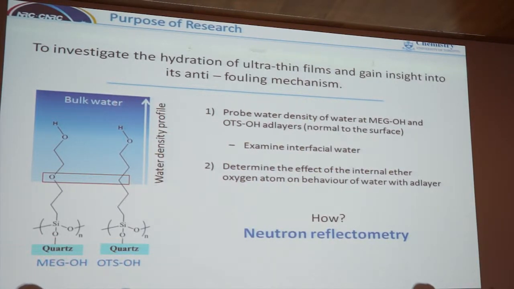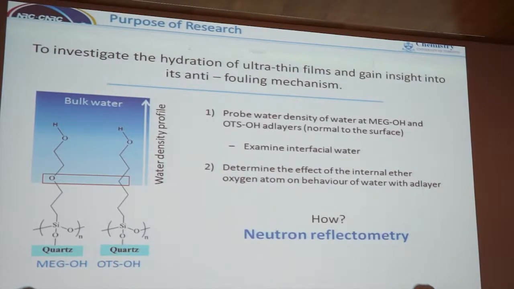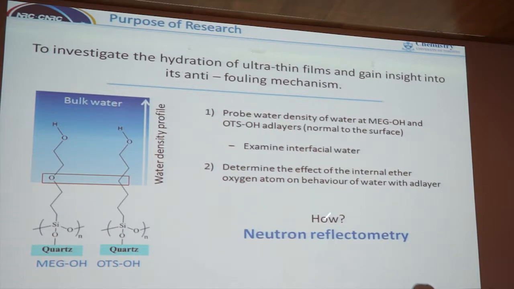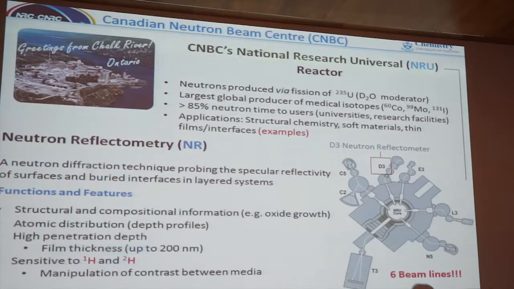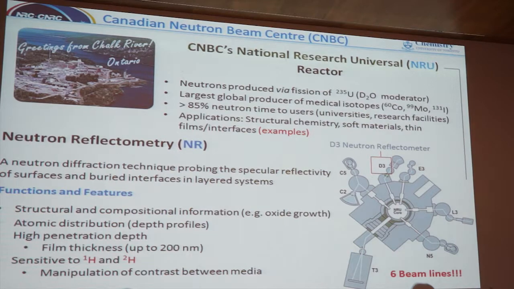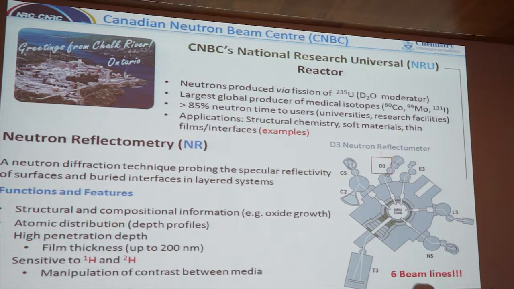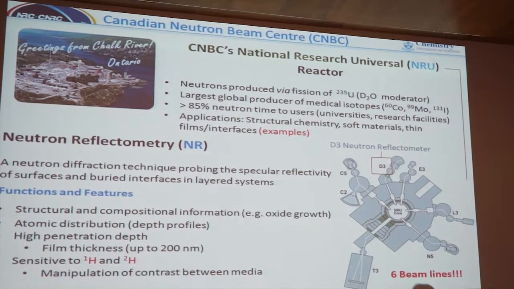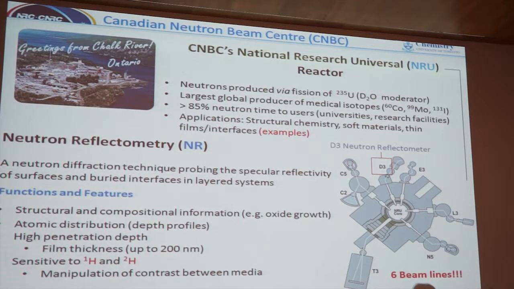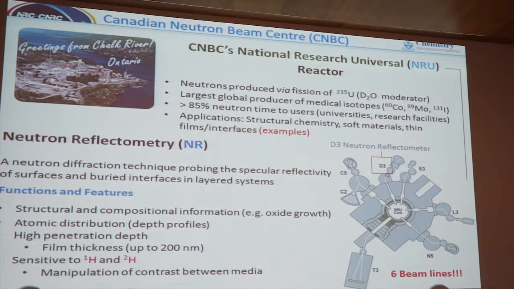We've heard a lot today from various speakers about organized and structured water. One of the techniques that we have used extensively is neutron reflectometry. We're very fortunate in Canada to have a very good neutron beam research center, which is in northern Ontario. It's about 600 miles north of Toronto. Basically, we can get very close to a nuclear reactor, and we can study a whole bunch of materials.